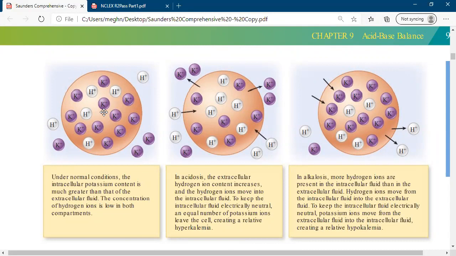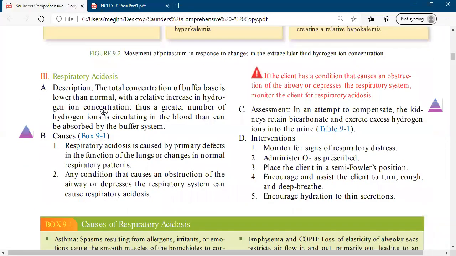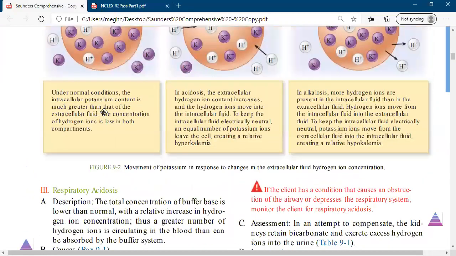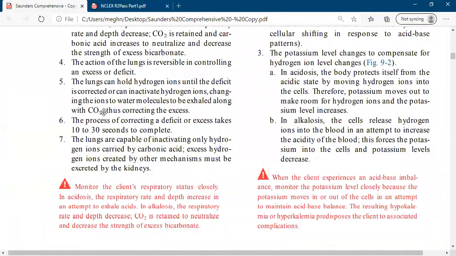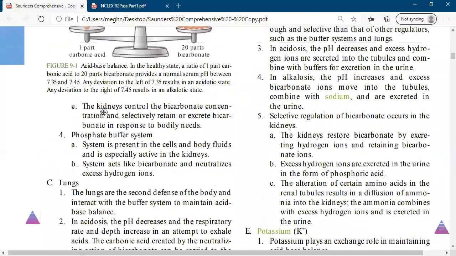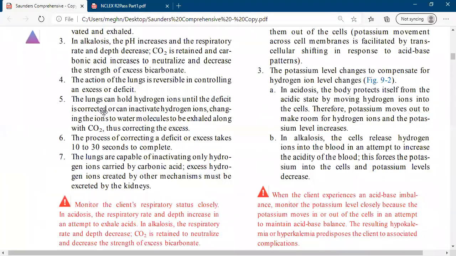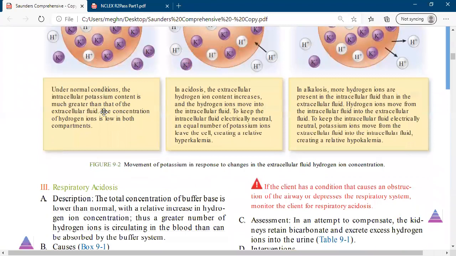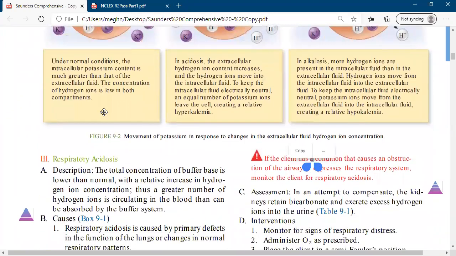If it is not this balance, they make imbalance, and imbalance leads either to acidosis or to alkalosis. So here two of the most common terms come: alkalosis and acidosis, like respiratory acidosis or respiratory alkalosis.